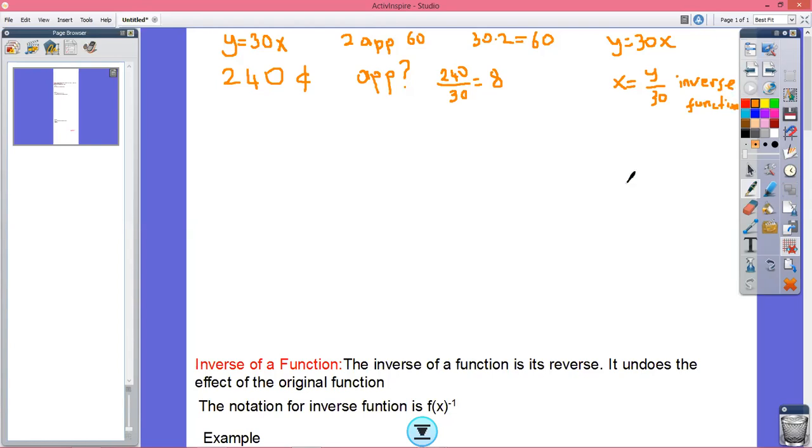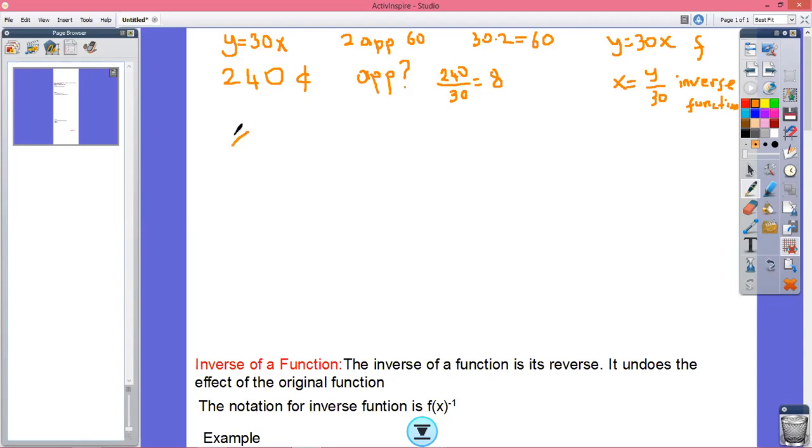Now what did we do? This is the function. For the function, with the number of the apples, we found the price. The number of apples multiplied by 30, we found the price. But now we have the price, we have 30. The question is how many apples we bought? This is the inverse function.